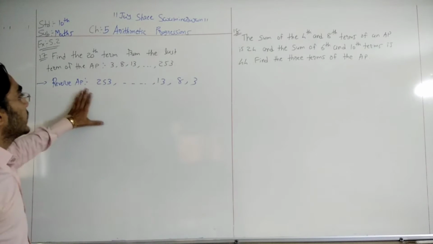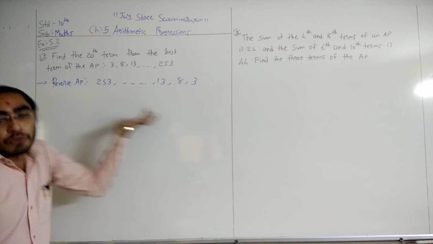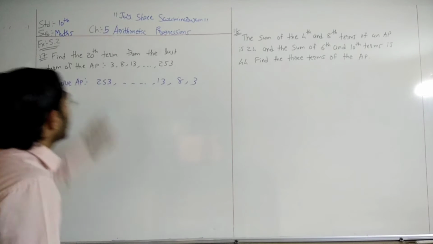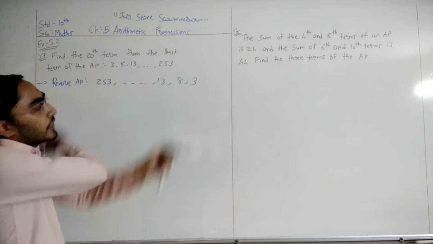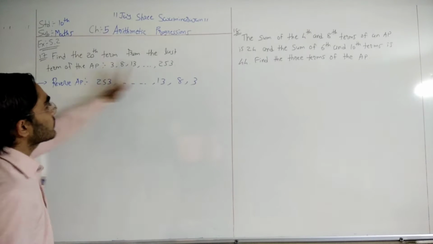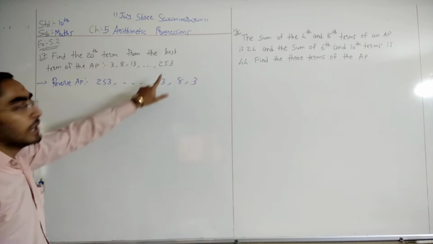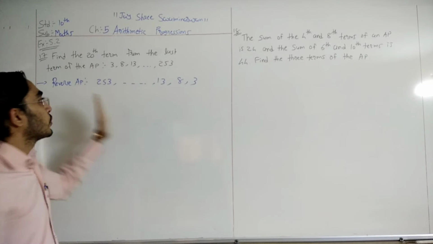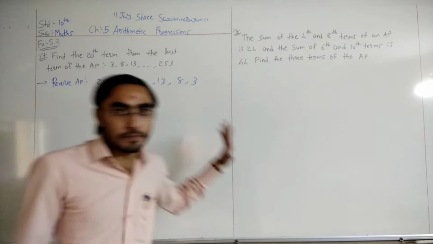So now we need to find the 20th term from the first. Here it is written, find the 20th term from the last, but we inverse the AP. So from the last we need to find the 20th term. So now we change the AP, inverse the AP. So first of all 253, 13, 8 and 3. So now we need to find the 20th term. This is the easiest way.